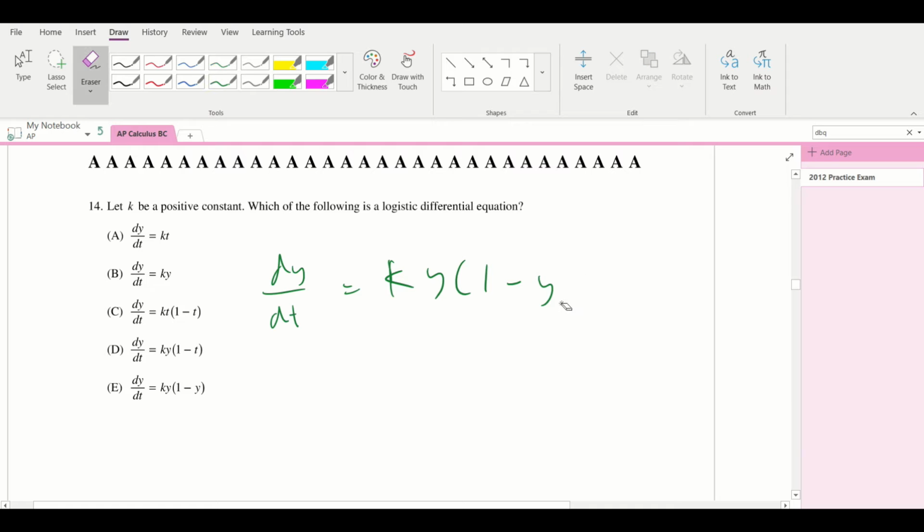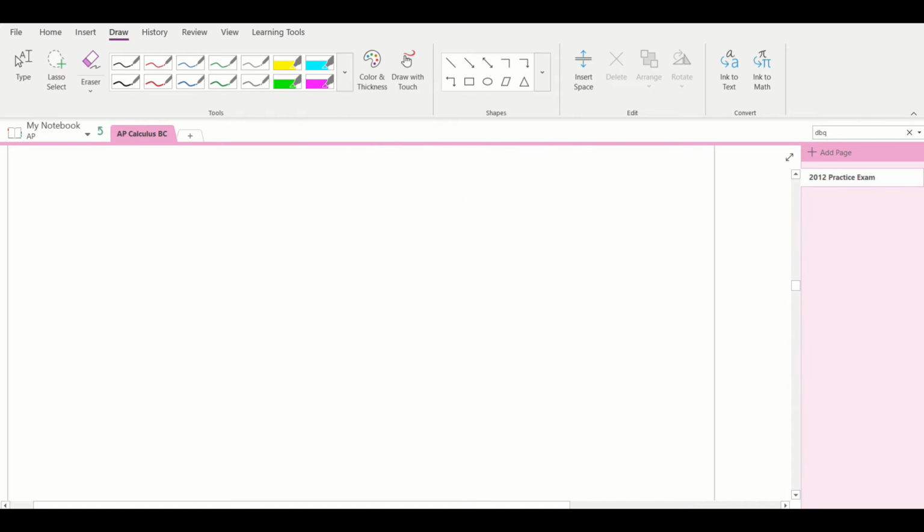Sorry, ky times 1 minus y over k, I believe. There's really no way to check to see if you did it right. Here, it's not a solution. It's either K or P. So it's not P, sorry, it's a Y in this case. So I'm just going to do it. Yeah, that's what I'm saying, you don't really know if you're doing it correctly or not.